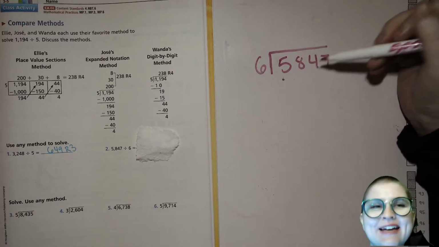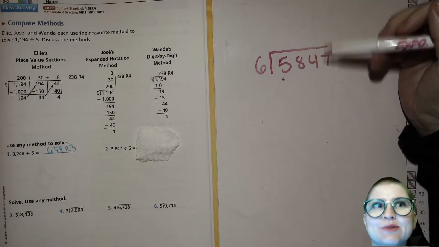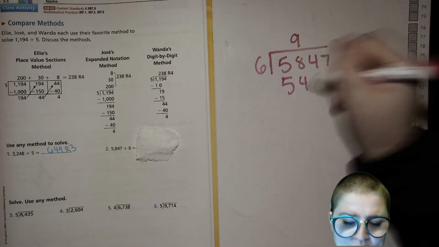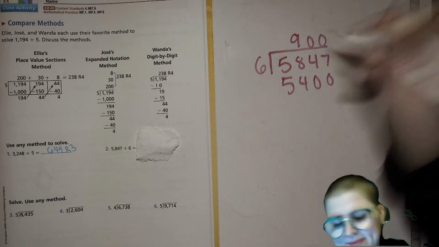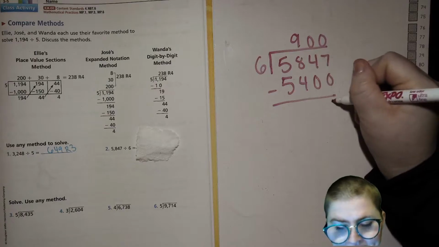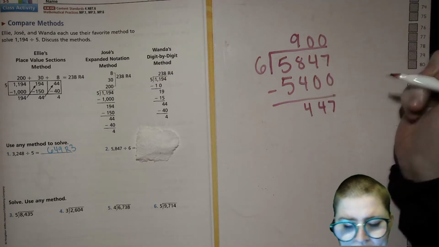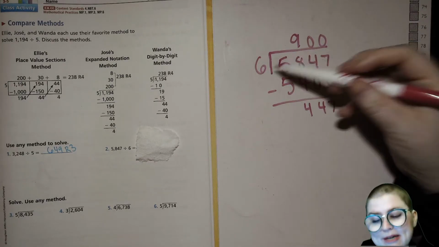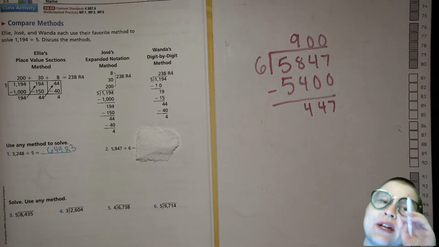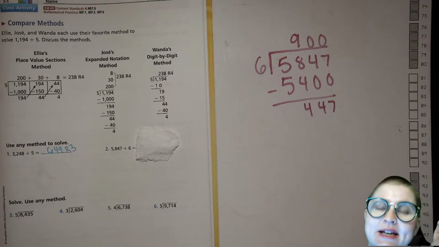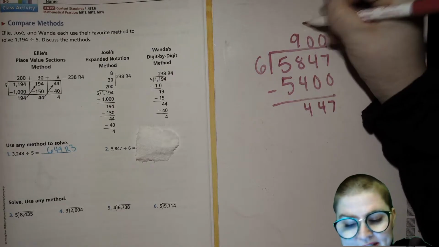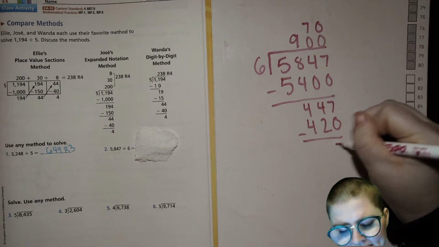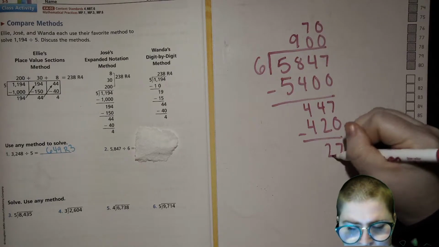What about, well, 5,800 is a little bit less than 6,000, which would be 10. So let's try 9, which would get us 5,400, or 900 there. And then we'll find the difference, 447. Okay, and no thousands left. Now we ask, how many tens do we multiply by 6 to get close to but not over 44 tens? I know 6 times 7 is 42, so I'll write 70 here. And we'll have 42 tens, or 420. And then we'll have that 27 there.